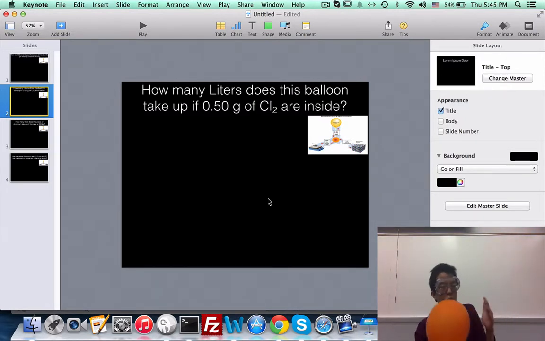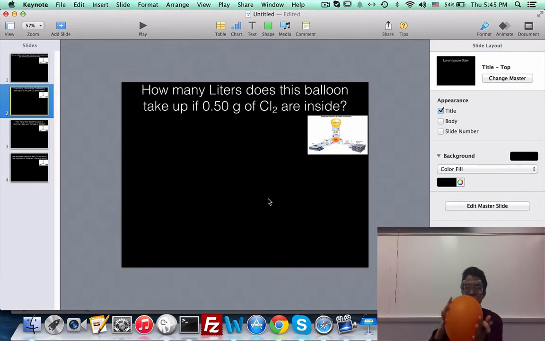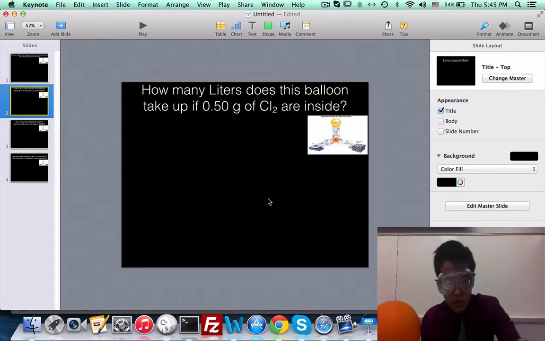Now we're going to take a look at how many liters this balloon takes up if I know that there are 0.50 grams of Cl2 inside. I could measure it or estimate, but if I weigh the balloon before, blow it up, and weigh it afterwards, I can measure the grams and be sure of the exact volume, because the balloon is oddly shaped.